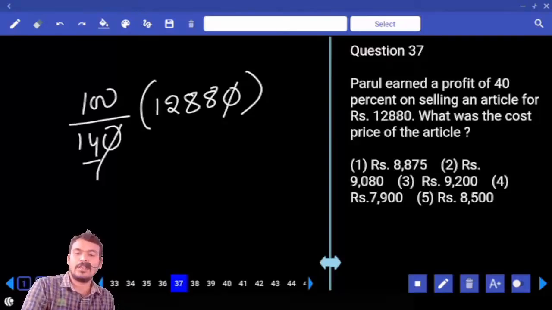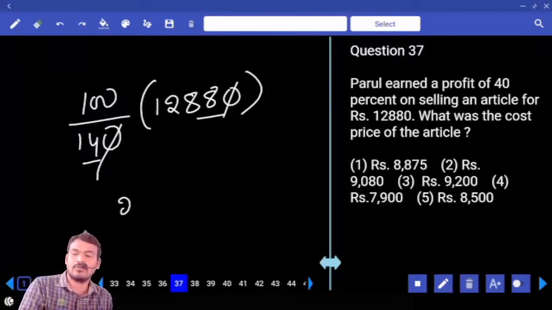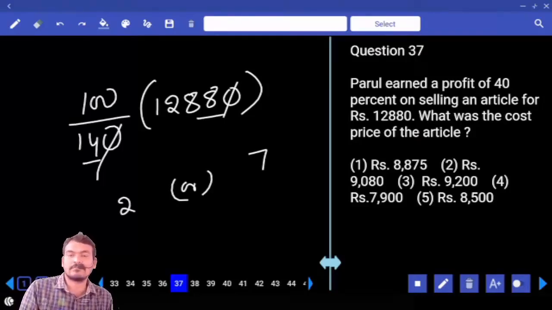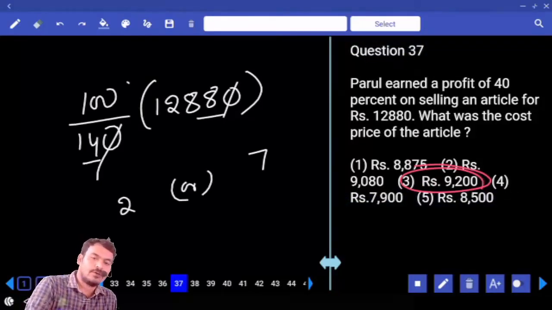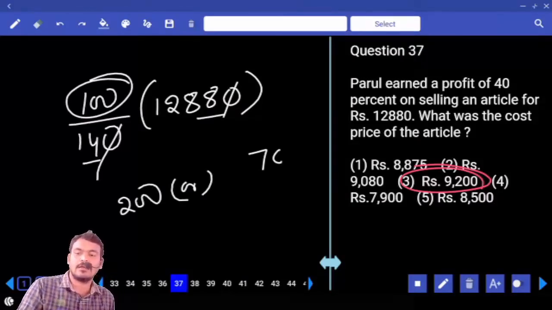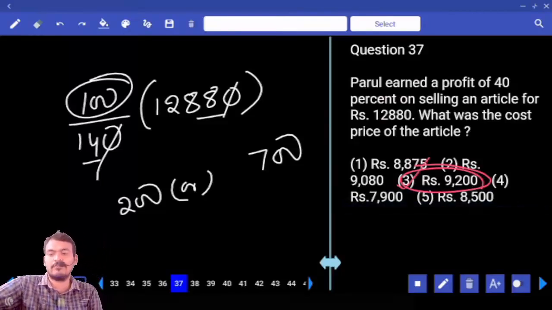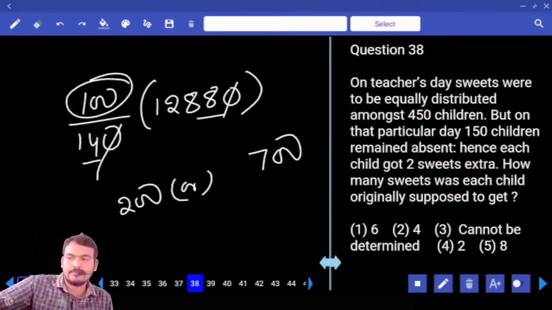First, the numerator's 0 and the denominator's 0 cancel. 4 times how many is 8? The units position: the denominator is 4, the numerator's units position is 8. The possibility is either 2 or 7. How many options end with 2 or 7? Only one option. Because the numerator already has 100, the answer should end with either 200 or 700. How many options end with either 200 or 700? Only one option. Third option or fourth option? Third. Next, question number 38.